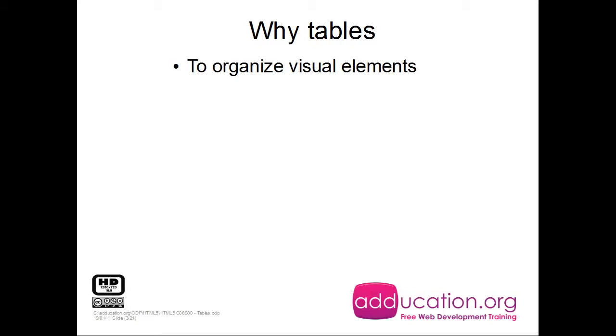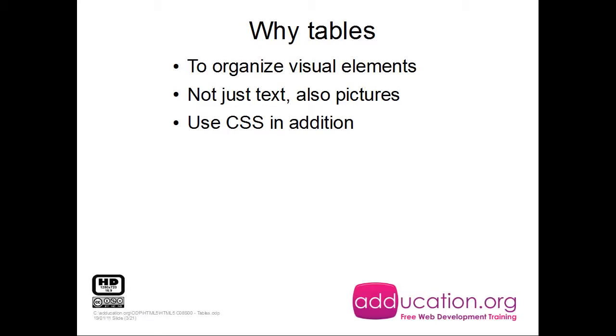So why tables? You can organize visual elements really nicely with a table. You really have the feeling you can display wherever you want to display some element, and not just horizontally, but also vertically. Not just text, also pictures as well. Tables are really good for structuring your page visually. With HTML you must use CSS in addition, so we're not going to make it fancy. Go for the CSS course for that.